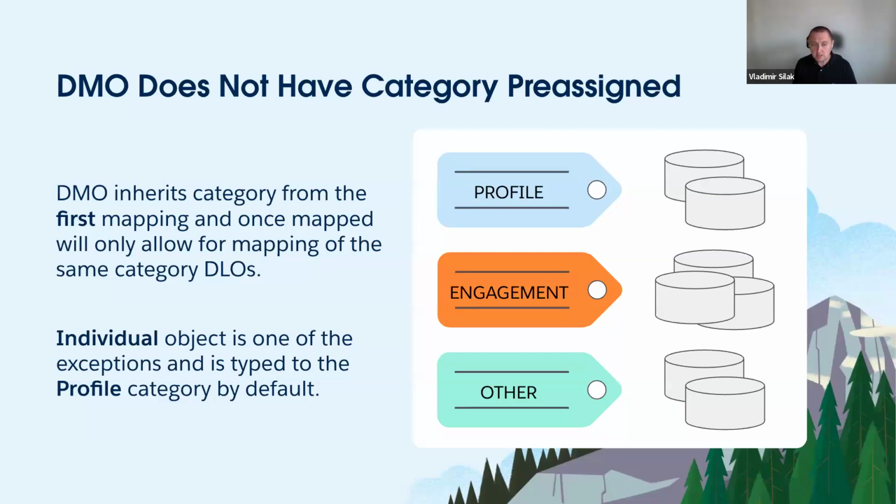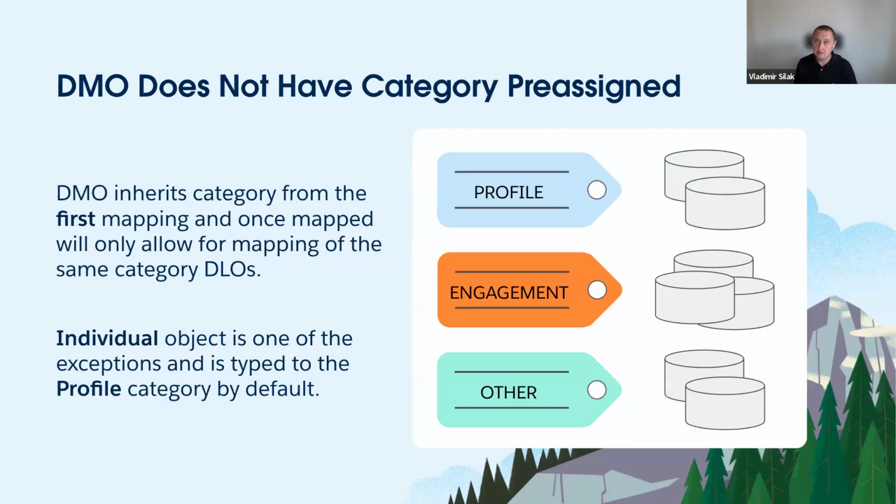Same construct applies to the point of category. I believe Elliot talked about the category when you create your data streams and you define, and you've got profile, engagement, and other. The DMO typically does not have a category pre-assigned to that. So it inherits the first object's category that is mapped to that particular DMO.